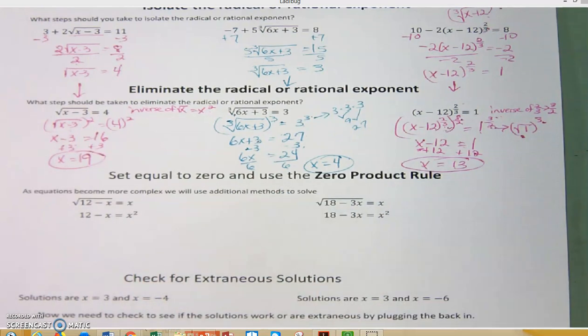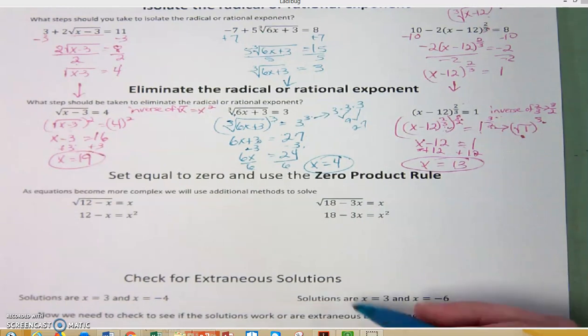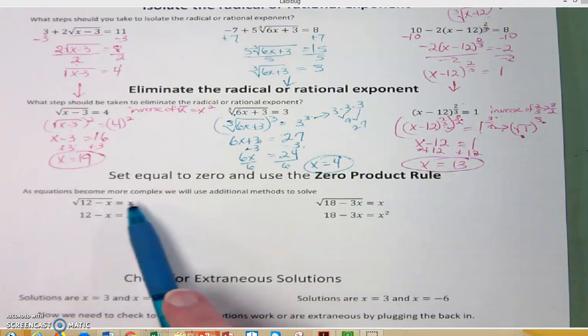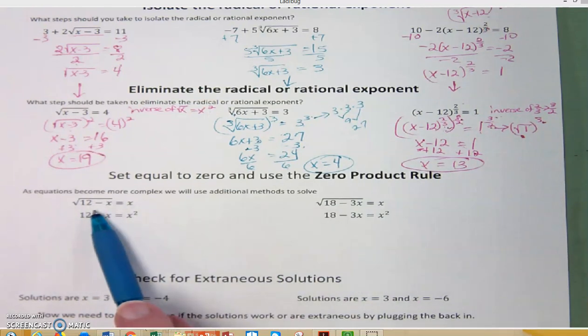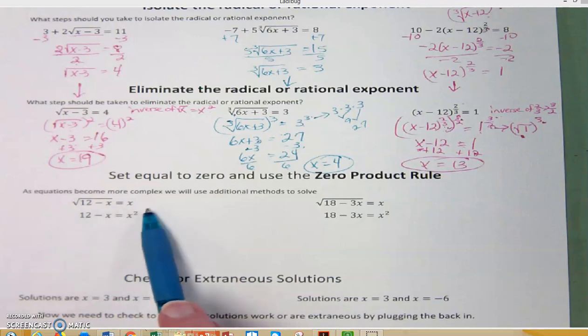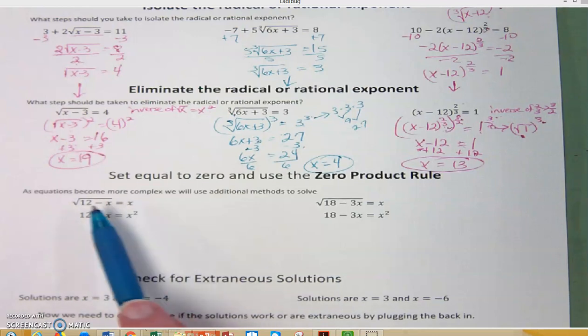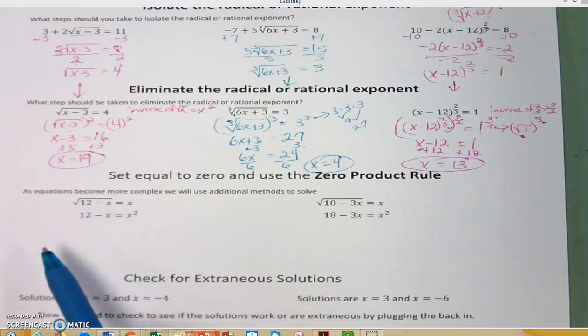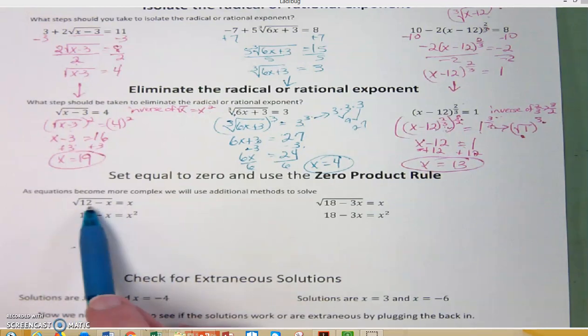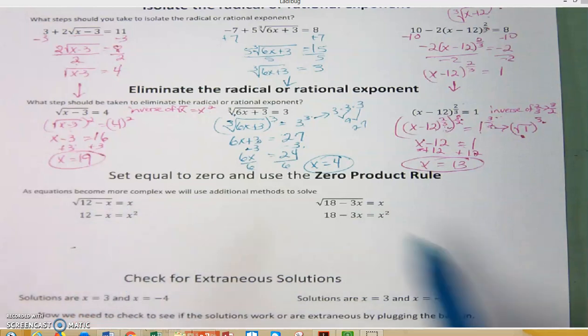The things that we learn, we keep using over and over again. So you have to make sure you learn whatever we're learning, because you will see it again. As equations become more complex, we will use additional methods to solve. So if we have the square root of 12 minus x equals x, the first thing we want to do is get rid of this radical, the square root. If we square both sides, we'll eliminate the radical, and we'll have 12 minus x equals x squared.